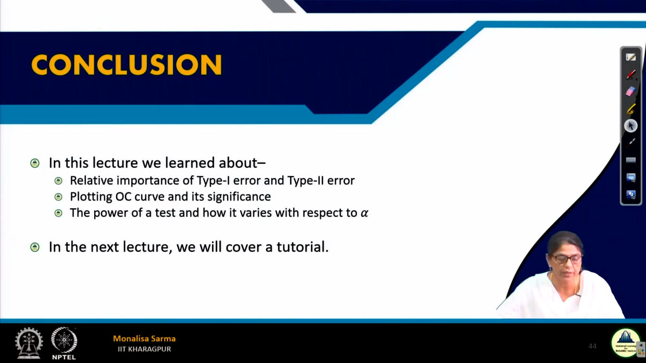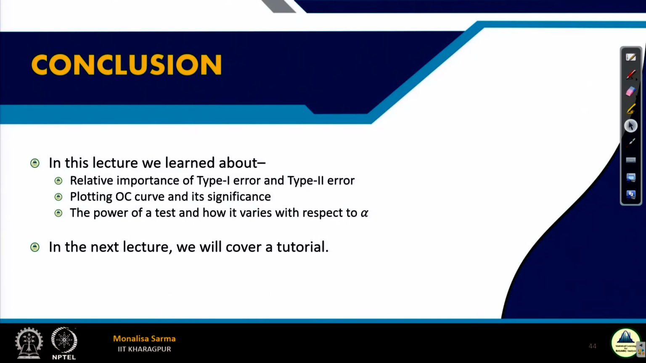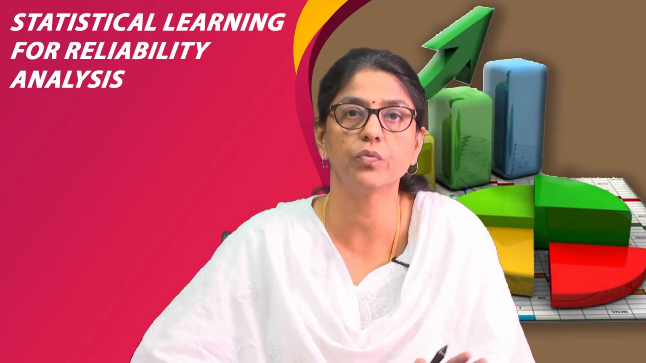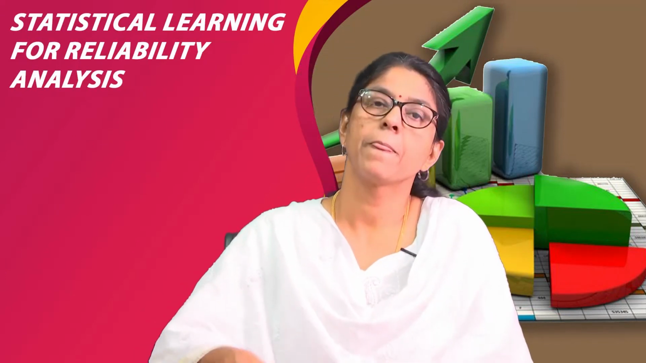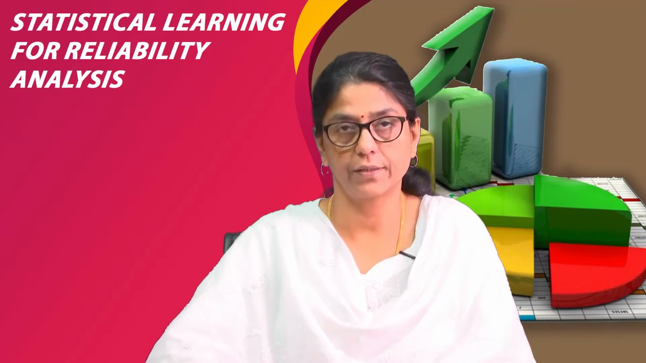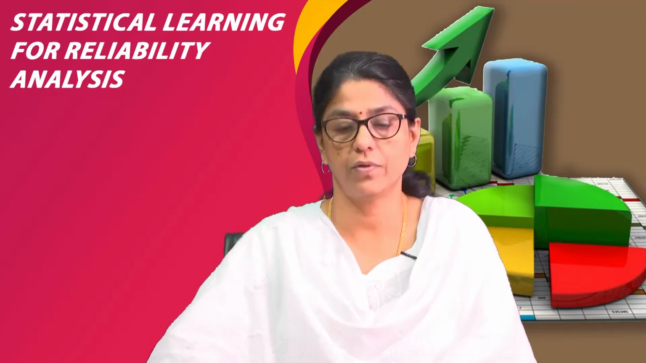So, to conclude, in this lecture today we have learned a couple of concepts. We have learned the relative importance of type 1 error and type 2 error, how we plot the OC curve and what its significance is, and the power of a test and how it varies with respect to alpha. In the next lecture, we'll cover a tutorial encompassing all the 3 lectures we have done in statistical inference. There is more to statistical inference which we'll be discussing. First, before you forget all the things we have discussed, let's do a tutorial, and then we'll go to the other topics on statistical inference.